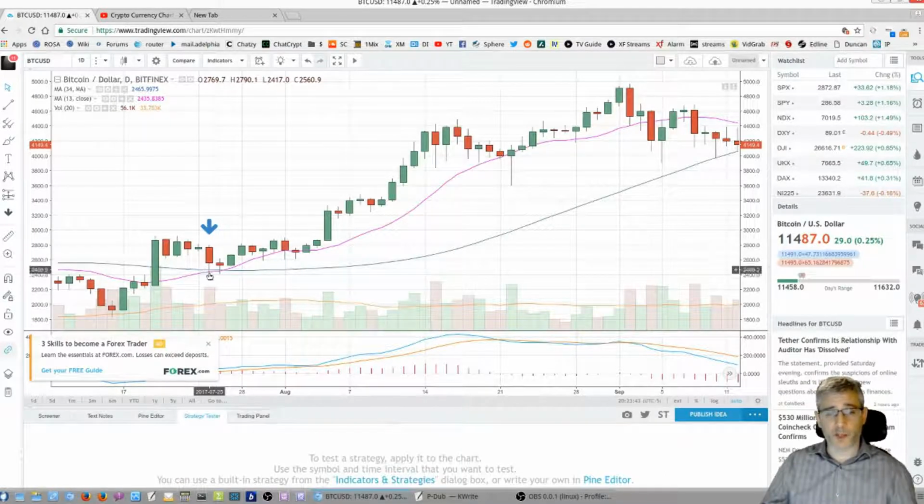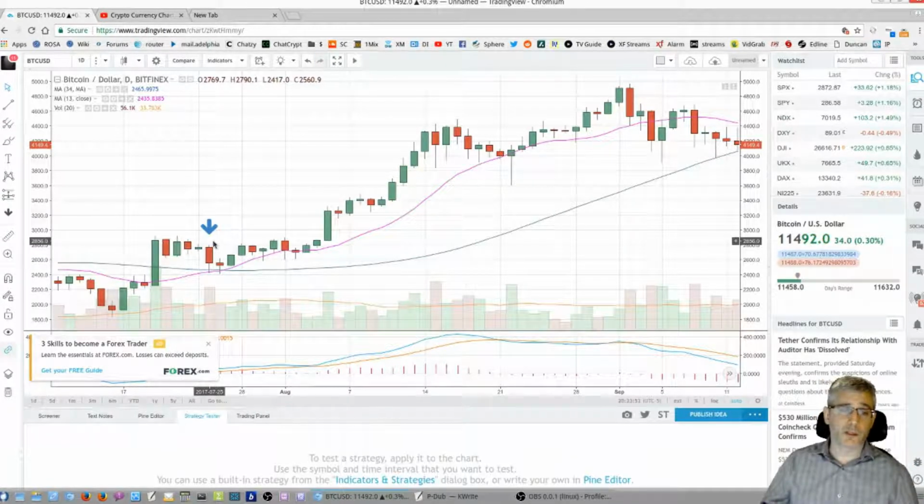It also has a wick at the bottom and a wick at the top. What that means is, some point during the day, Bitcoin's price went above the open and went below the close. So it traded within this range during the day, but it closed somewhere here in the middle.